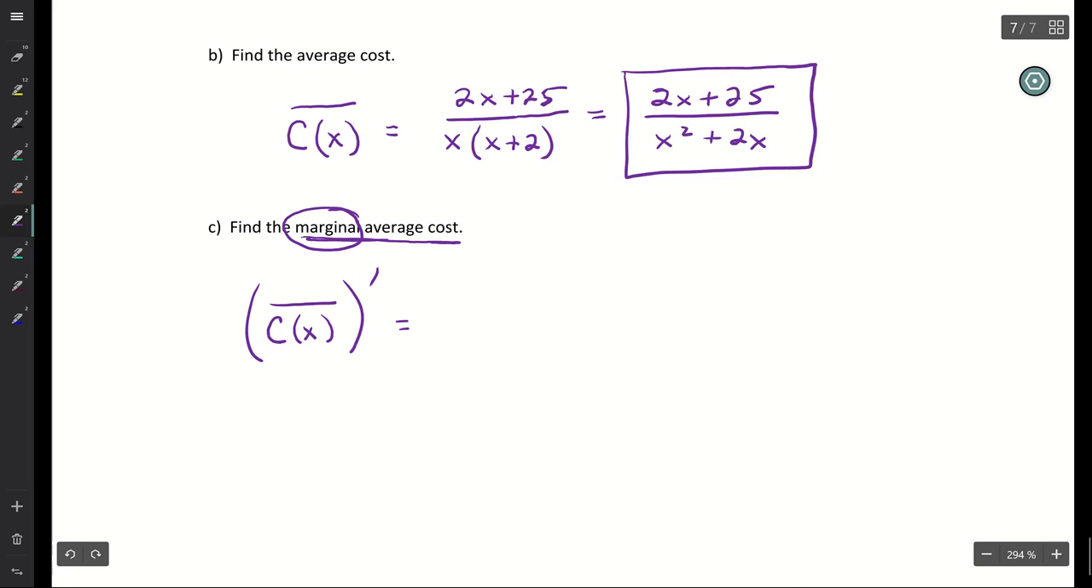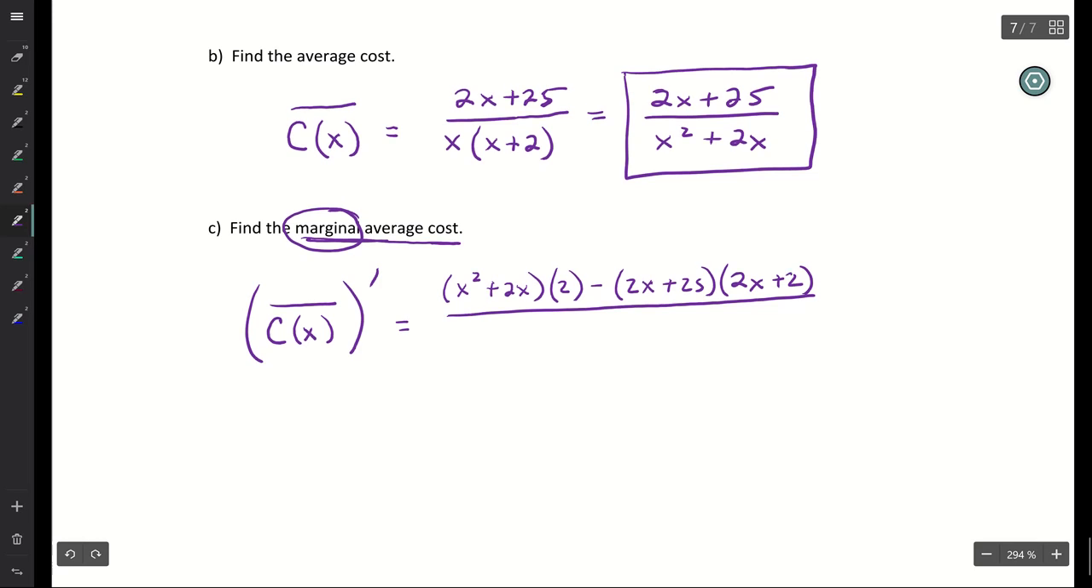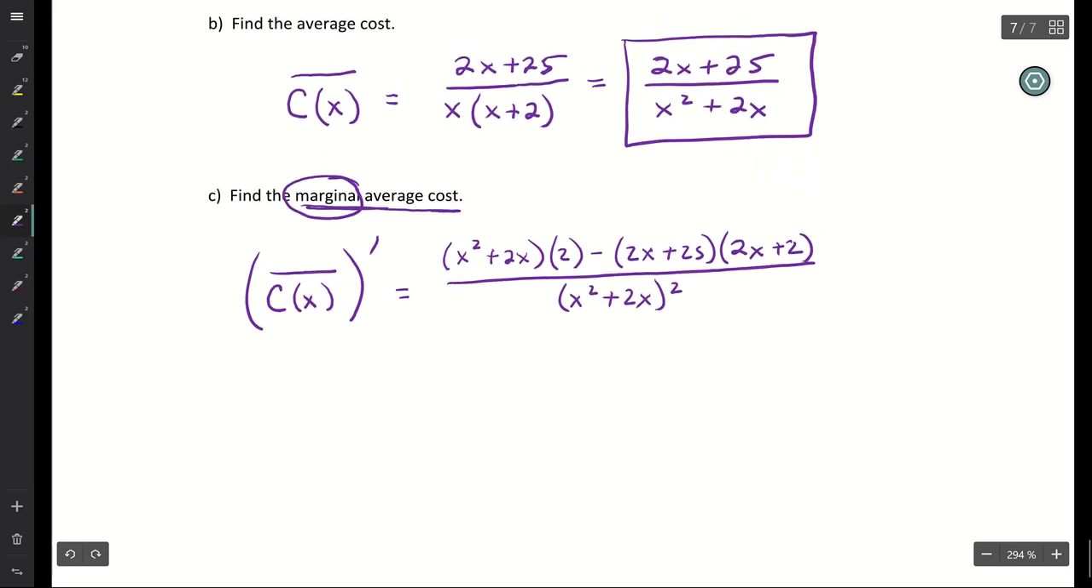Okay, the average cost function was a quotient, so we're going to have to use quotient rule here. So we're going to say it's the bottom times the derivative of the top, minus the top times the derivative of the bottom, and then all over the bottom squared. All right, and then we need to simplify this out.